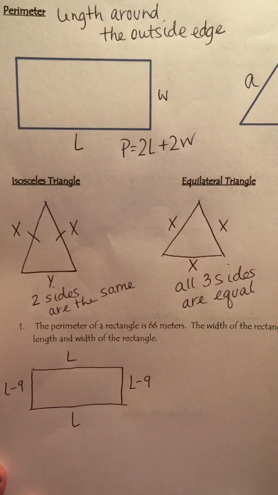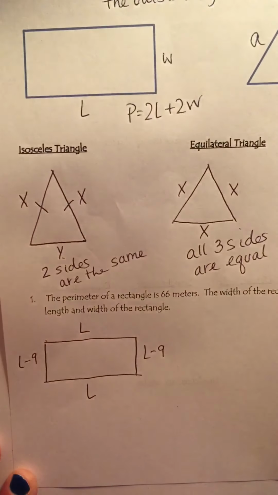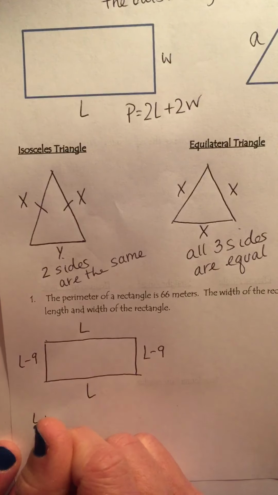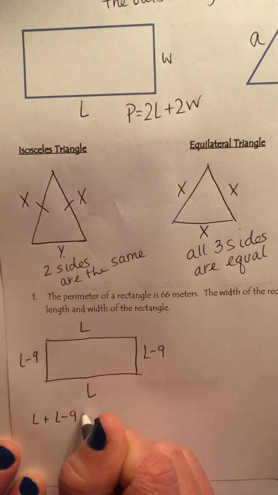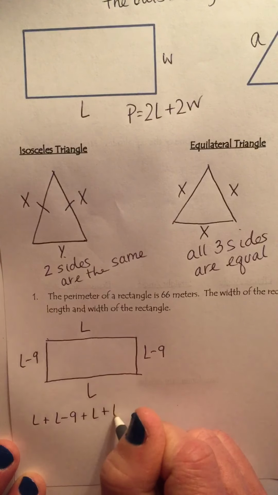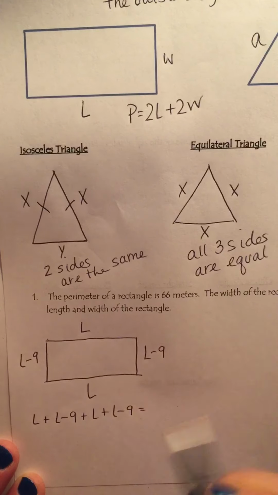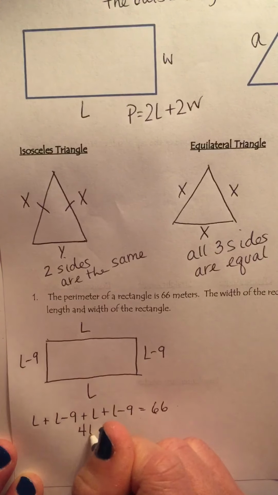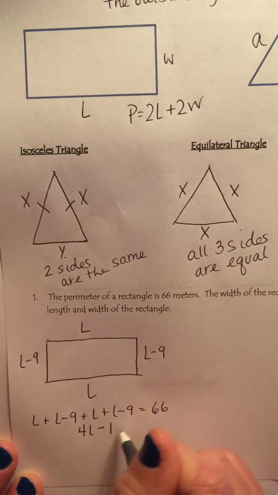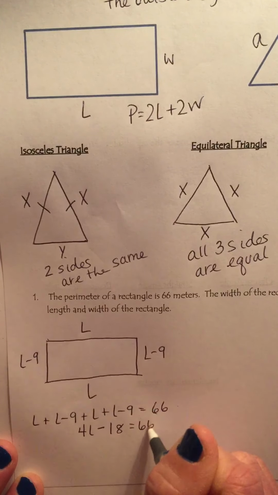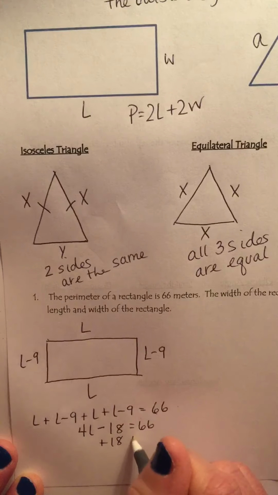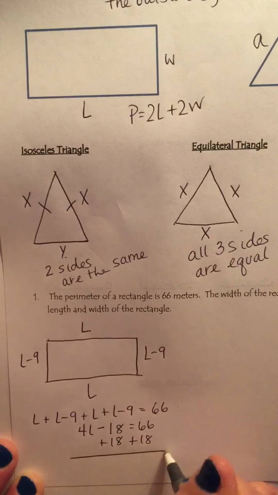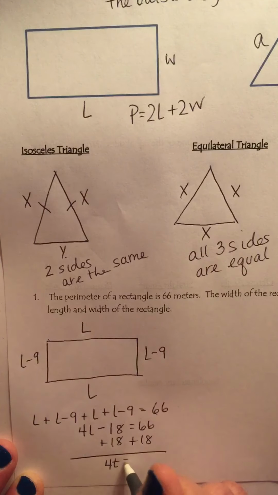To find the perimeter, we need to add up the side lengths. So L plus L minus 9 plus L minus 9 equals, it tells us 66 meters. It's 4L minus 18 equals 66. Add 18 to both sides. 4L equals 84.